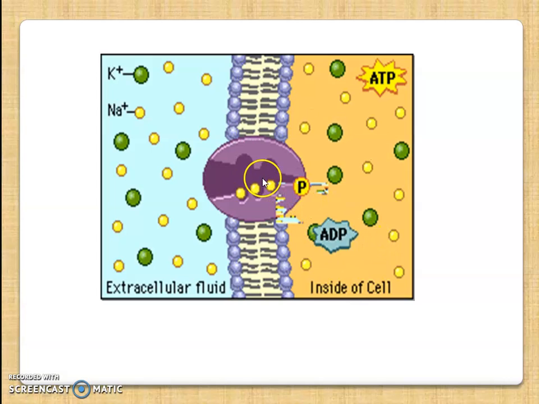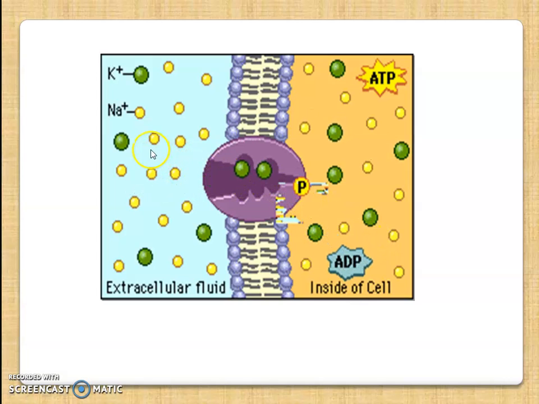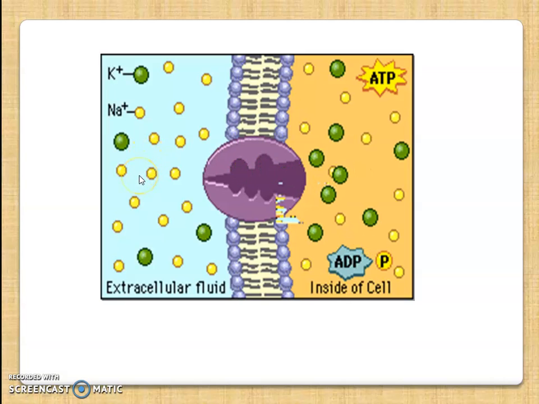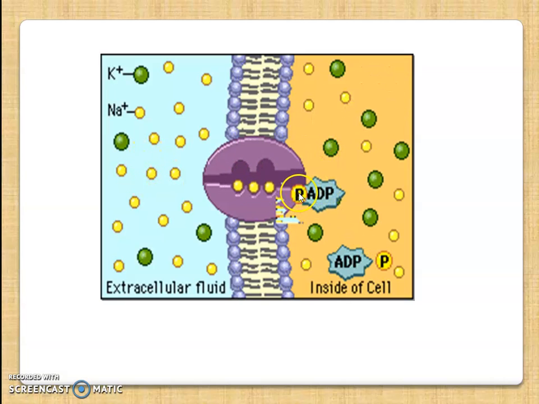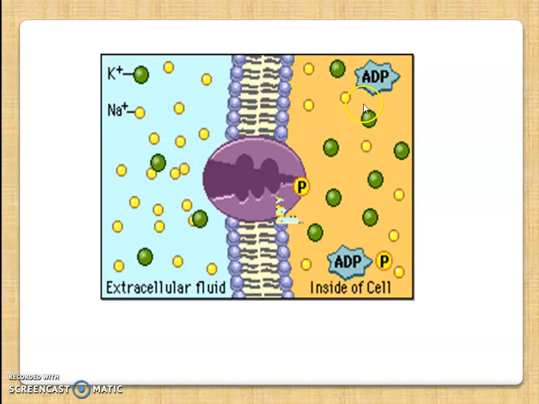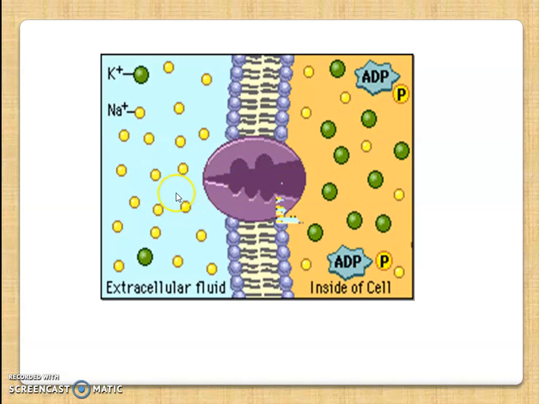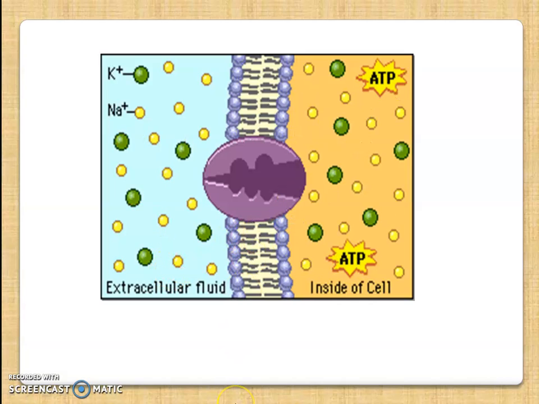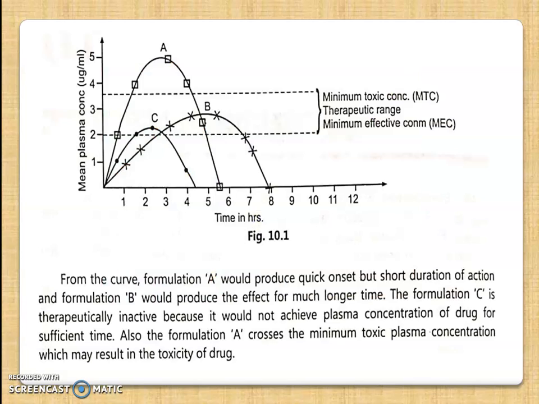ATP is required for the transportation of particles to the extracellular and inside. After use, ATP is converted into ADP. So ADP and ATP, this energy is required for the active transport or active mechanism of absorption.